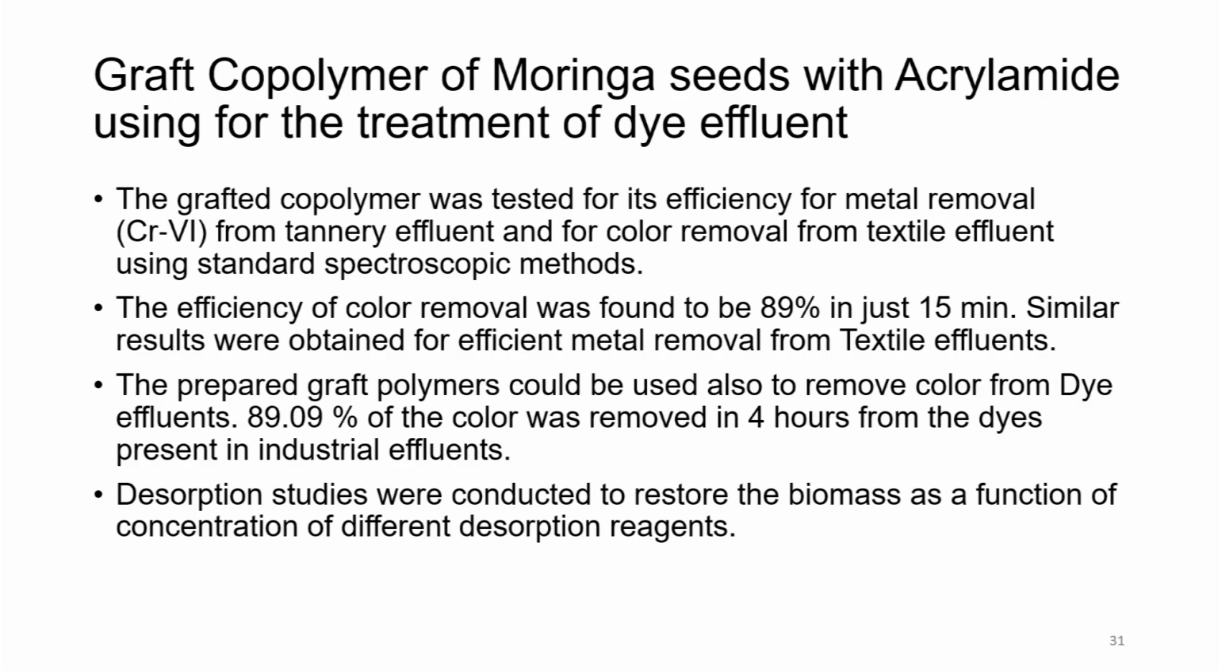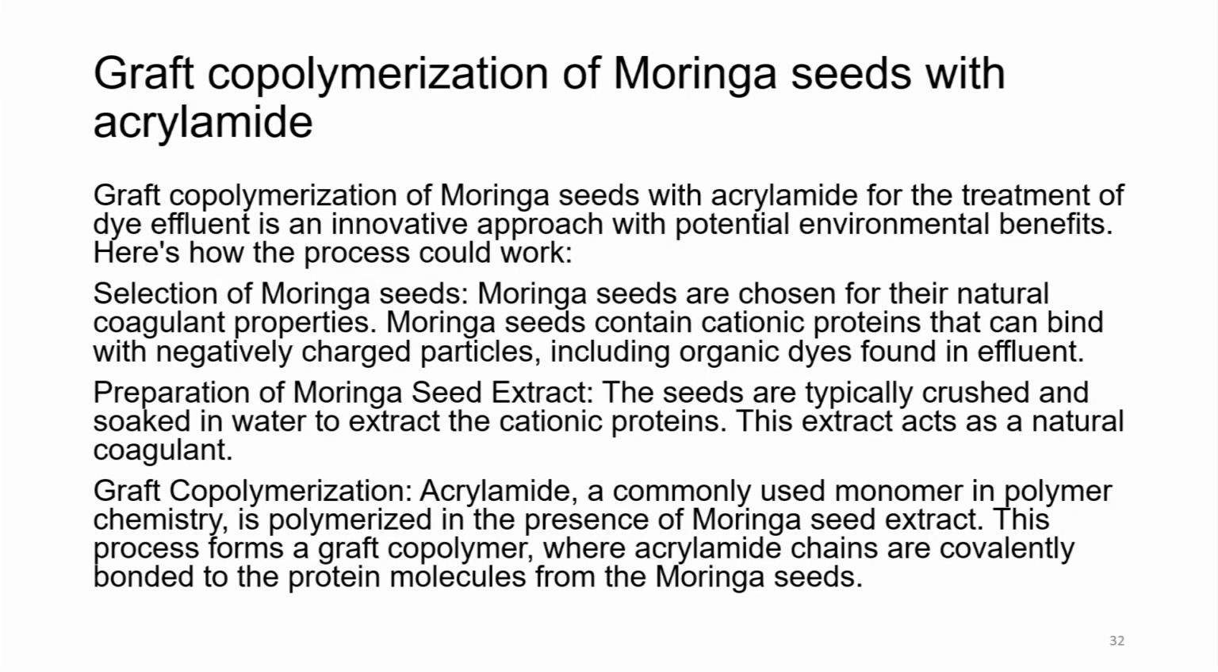89.09% of the color was removed in 4 hours from the dyes present in the industrial effluents. Desorption studies were conducted to restore the biomass as a function of concentration of different desorption reagents. So, this graft copolymer of moringa seed with acrylamide was used for treatment of dye effluent and is an innovative approach with potential environmental benefits.